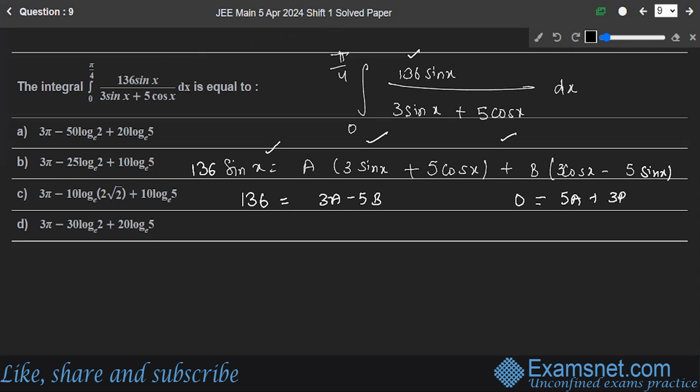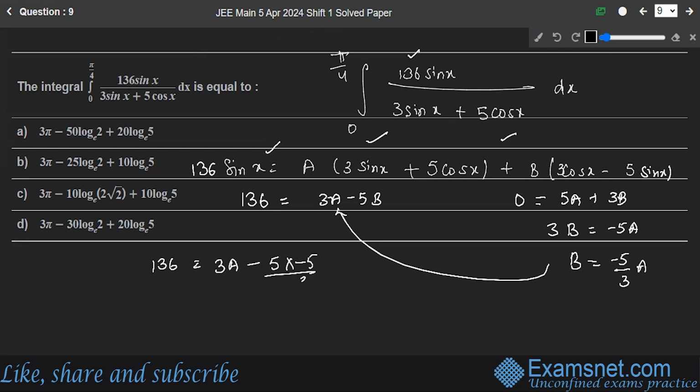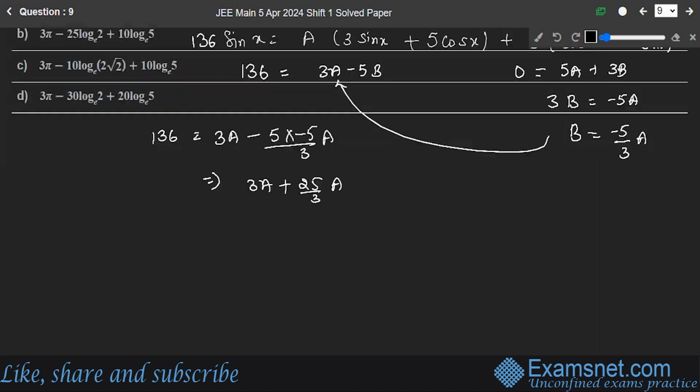You have 3b is equal to minus 5a, right? Or b is equal to minus 5 by 3 a. Let's fill in this equation. So this gives you 136 is equal to 3a minus 5 into minus 5 upon 3 a. That is equal to 3a plus 25 upon 3 a, or this is 34a upon 3.